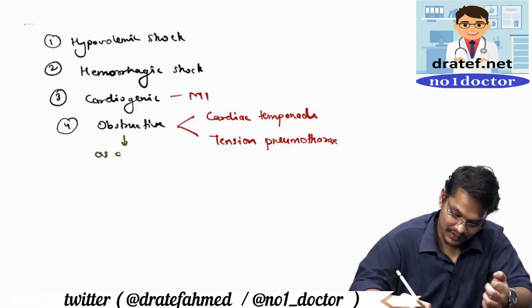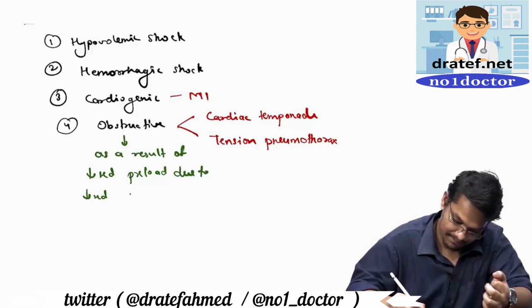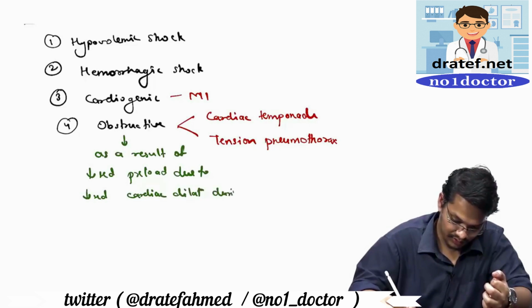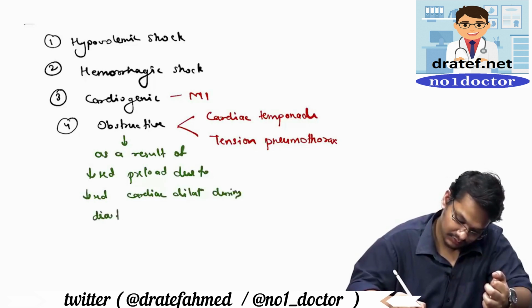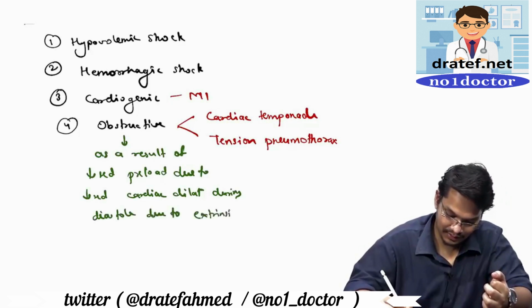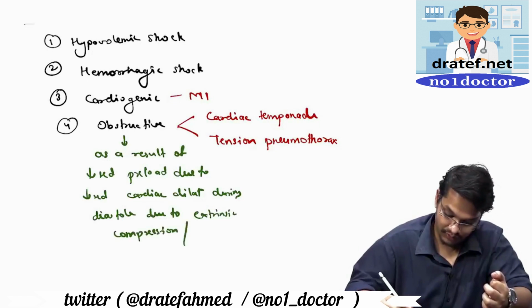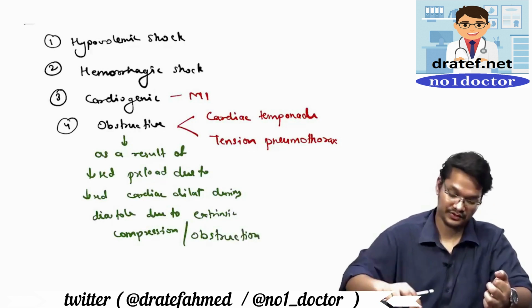It occurs as a result of decreased preload due to decreased cardiac dilation during diastole due to extrinsic compression or obstruction. This is obstructive shock.